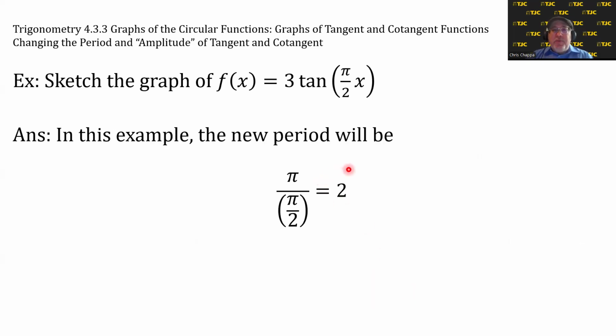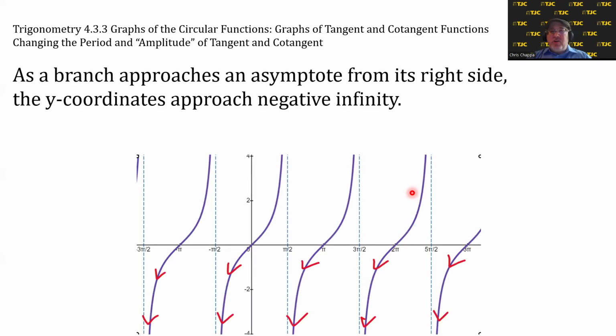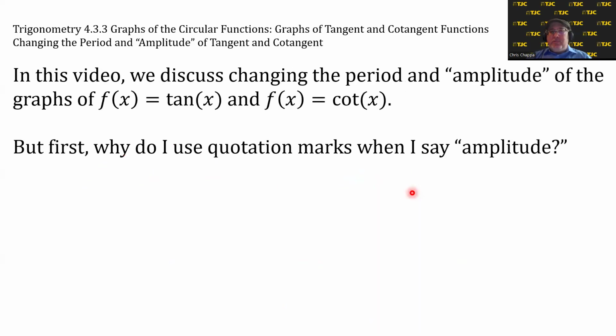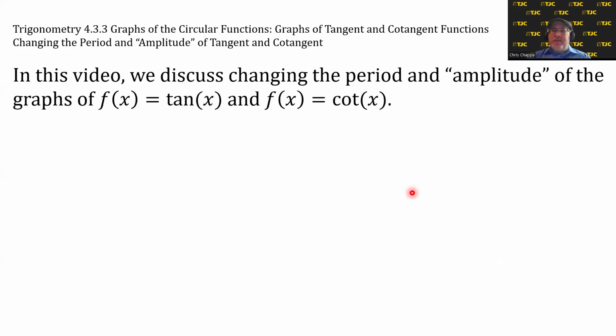In this example, the new period would be pi over pi over 2, the pi on top being the period of tangent, the pi over 2 being the coefficient of the x, and that simplifies to just 2. Now, what interval will we sketch? With sine and cosine, we always started at 0 and just kept going until the end. But for tangent, we don't start at 0. Remember, we're focusing on the interval from negative pi over 2 to pi over 2. So how do we adjust that interval to reflect the new period?